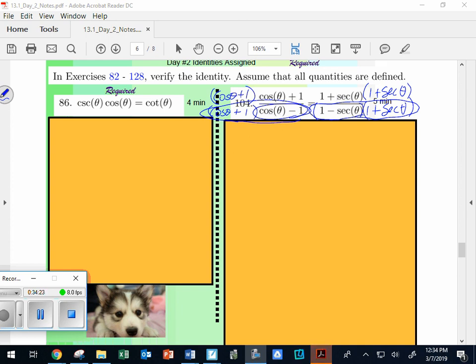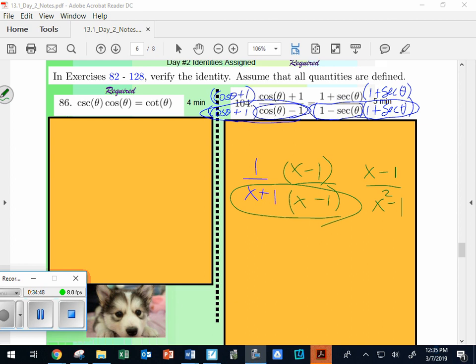But I'll give you a really simple one. 1 over x plus 1. What could I multiply that by? Anybody catch how, from that super fast description of what a conjugate is, the conjugate of x plus 1 would be x minus 1? And why is that cool? Because what's x plus 1 times x minus 1? X squared minus 1. Yes. Those are called conjugates. They started with cosine minus 1, so I multiplied by cosine plus 1. They gave me 1 minus secant, so I multiplied by 1 plus secant.